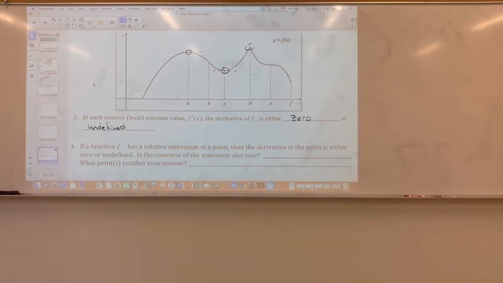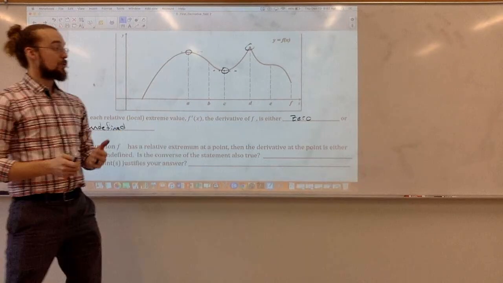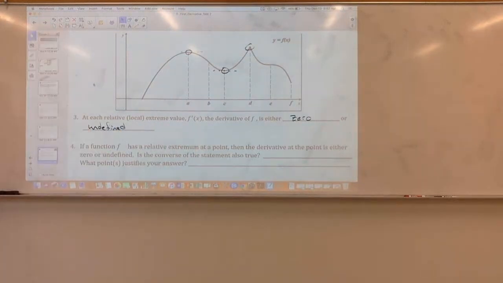So, if the function has a relative extremum at a point, then the derivative is either 0 or undefined. Is the converse of this true? Right? So converse just means I flip the statement around. So that would be saying if the derivative is 0 or undefined, the function has a relative extremum. Does that have to be true? Maybe. Why not? Possibly.